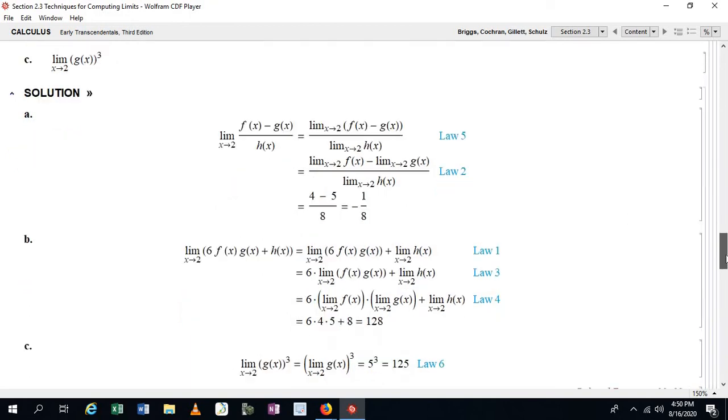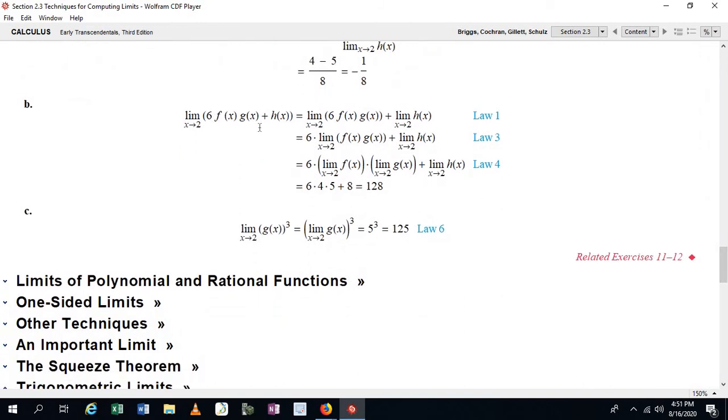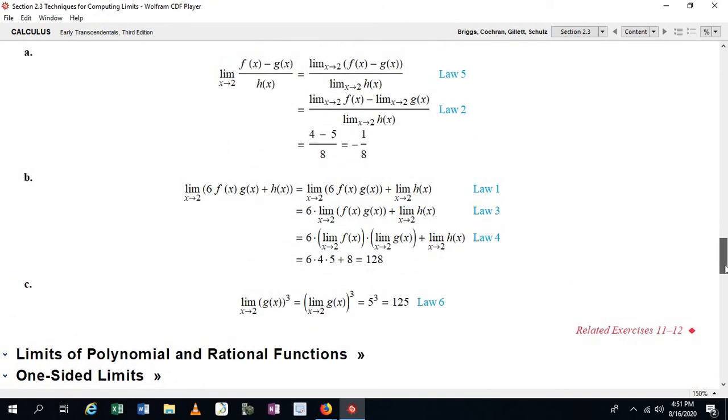Okay, what about b? For b, we want this limit, but of course we can break this up across addition. So we can take the limit of the first piece plus the limit of h. And then this piece can be broken up itself. The 6 is a constant, so that can come outside the limit. And then you're left with the limit of f times g, which is simply the limit of f times the limit of g. And then all that gets multiplied by the 6, plus the limit of h. Once you have it at this point, you can plug in each of these limits: this one's 4, this one was 5, and this one's 8. So you end up with 6 times 4 times 5 plus 8, which happens to be 128. So using the limit rules, again, we were able to find the limit.